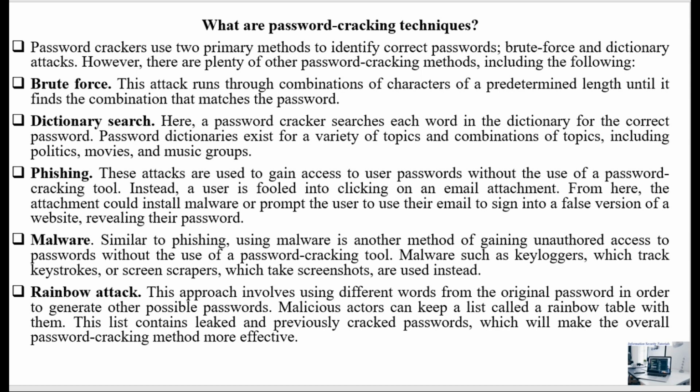Malware. Similar to phishing, using malware is another method of gaining unauthorized access to passwords without the use of a password cracking tool. Malware such as keyloggers, which track keystrokes, or screen scrapers, which take screenshots, are used instead. Rainbow attack. This approach involves using different words from the original password in order to generate other possible passwords. Malicious actors can keep a list called a rainbow table with them.